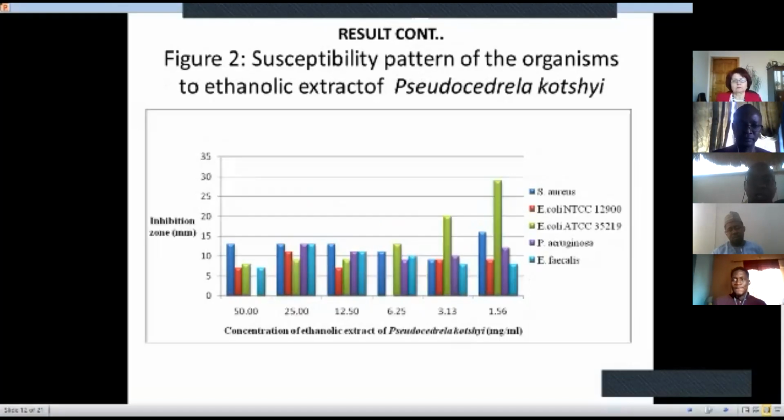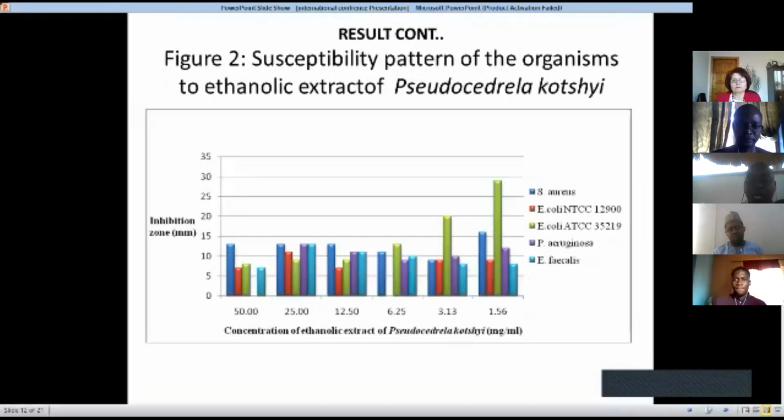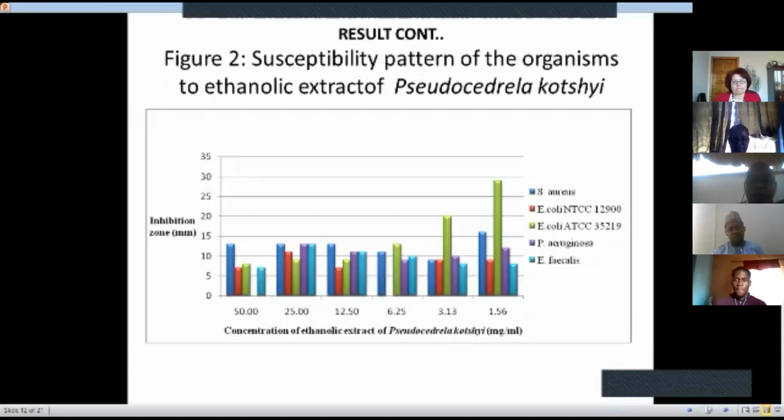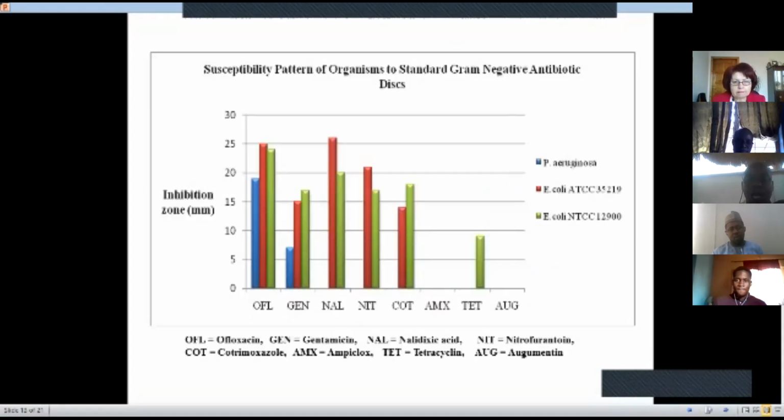The same thing happened to the other extract like the P. cocci. The P. cocci, you can see that E. coli is much more susceptible. They are more susceptible to the extract than other organisms.